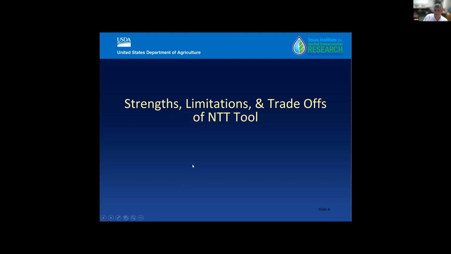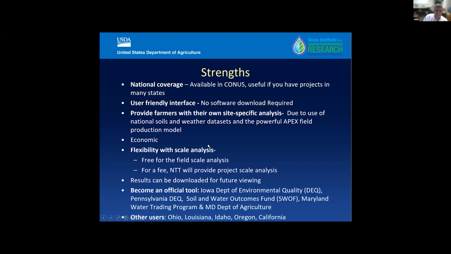So that's the strength and limitation of the trade-off of the NTT. It's a national coverage. So it doesn't matter if you fly from New York City all the way to California and you see all those fields under your window in the airplane, you can access any of them. So it's a national coverage, and you can select the field of your interest. And the databases pop up once you select your land. We will talk about that as well.